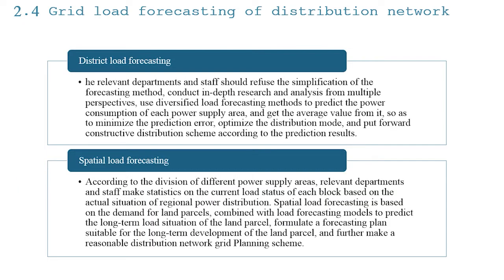According to the current social development trend and the progressive mode of the distribution network, the traditional power distribution method can no longer meet the needs of social development. The load forecasting method of distribution grade planning is analyzed, including district load forecasting and spatial load forecasting.